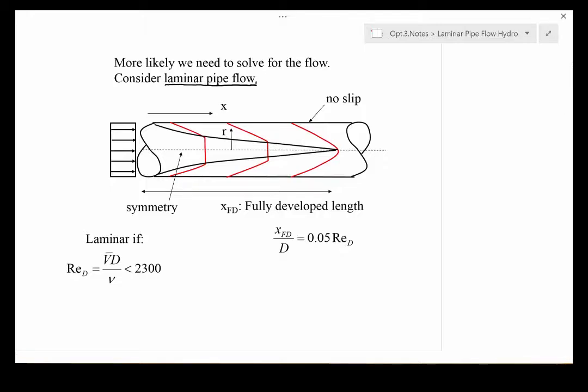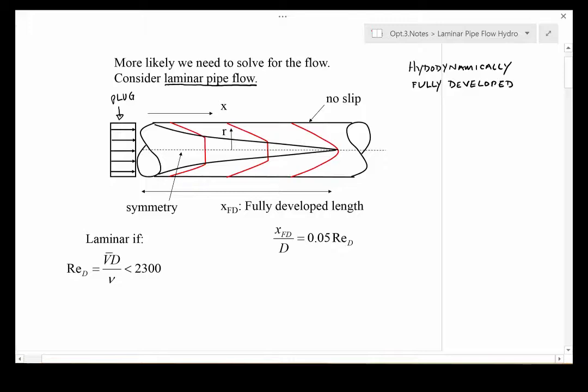So the assumption here is that we have an initially plug flow of fluid that enters a pipe or tube. And in the initial section of this, there's a development process that occurs. Here we're going to focus on what is sometimes called hydrodynamically fully developed flow. This is going to be different from what happens when we look at the heat transfer problem, where we're going to look at thermally fully developed flow.